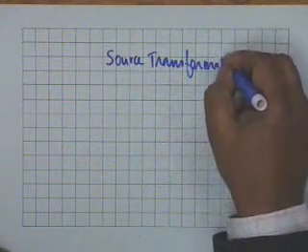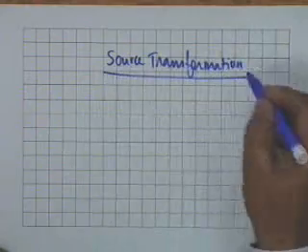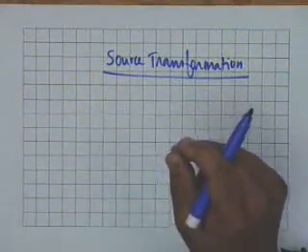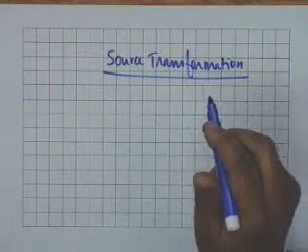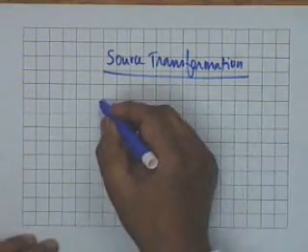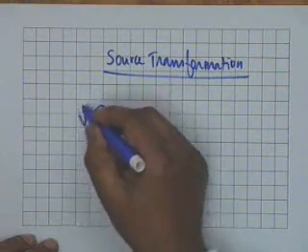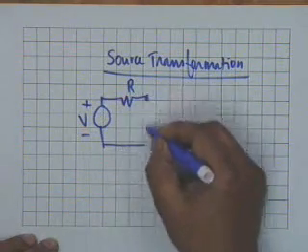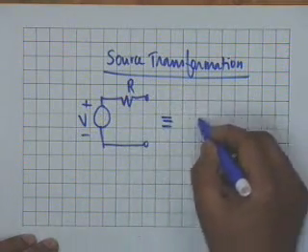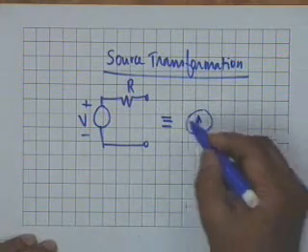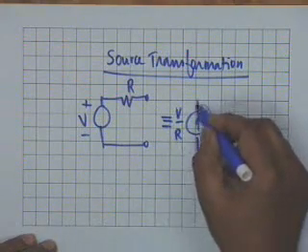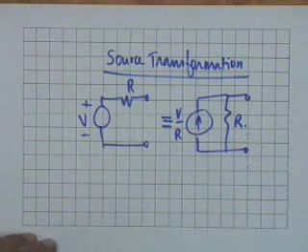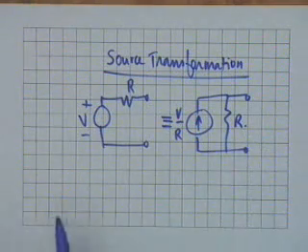This is the application of Thevenin's theorem to a voltage source and Norton's theorem to a current source. No, it's the other way around. Application of Norton's theorem to a voltage source. We have said that if there is a voltage source V in series with a resistance R, then by Norton's theorem this is equivalent to a current source V by R in parallel with R. This is the transformation of a voltage source to a current source.